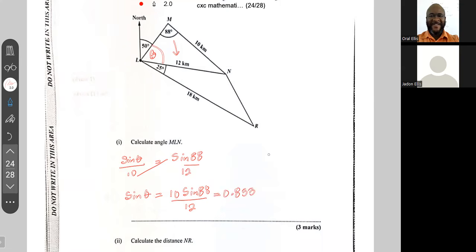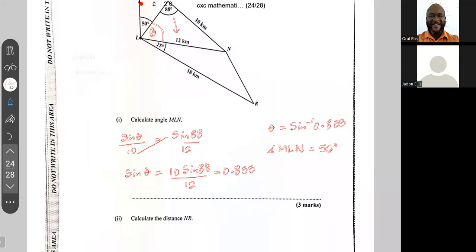So theta would be equal to sine inverse of 0.833. If I know the sine of an angle, to find the angle, I must use sine inverse. So it's shift sine, open brackets, 0.833, close bracket, equal, and this is 56 degrees to 1 decimal place. So angle MLN is equal to 56 degrees. All right, so we have 56 degrees there.